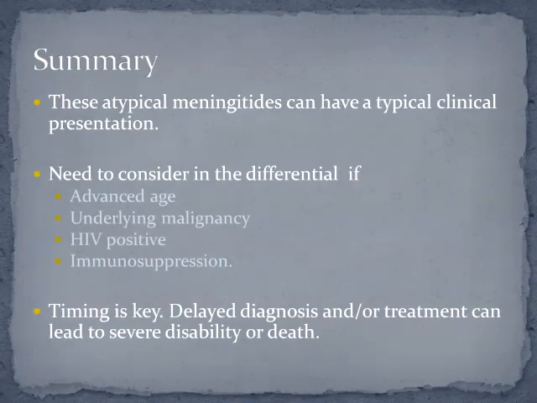So in summary, these are three atypical presentations of meningitis. Atypical in that they're more rare organisms, but they have a very typical clinical presentation. And so they just need to be in the back of your mind when you're seeing patients who present with encephalopathy, and particularly if they have an advanced age, underlying malignancy, history of HIV, or immunosuppression. And then really, as we saw in the cases of TB and listeria, timing is the key. So if you delay diagnosis and delay treatment, then patients can have severe disability or even death from these infections.